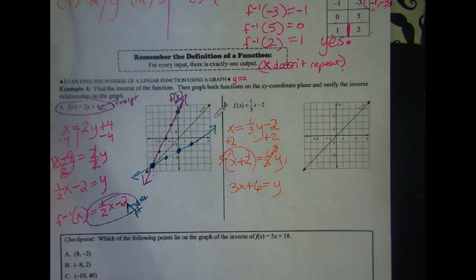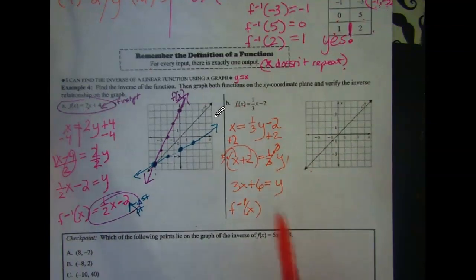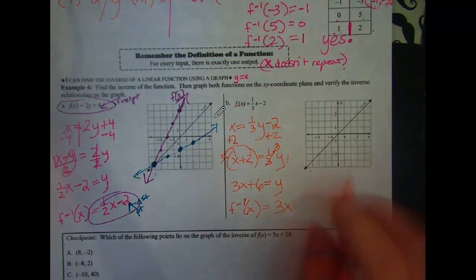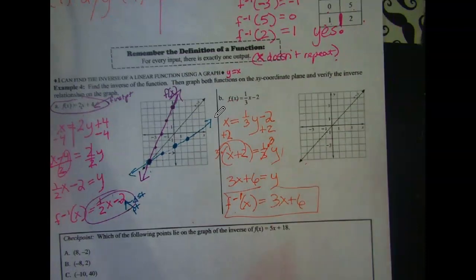And then again, I have to change it. So it becomes f to the -1 of x. That's what we say y is, equals, and then we write our inverse function. So we're going to do both of these. We have to graph both of them.